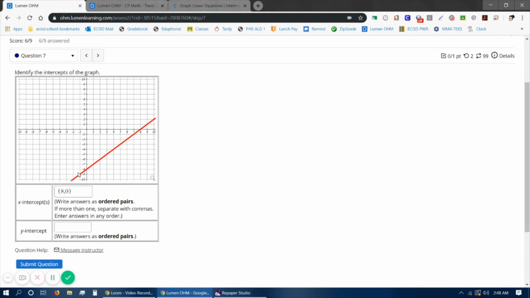For the y-intercept, you can see that it's on the y-axis, which means that the x-coordinate is 0. And if I look at the numbers, it's crossing right at -8. So the y-coordinate is -8.